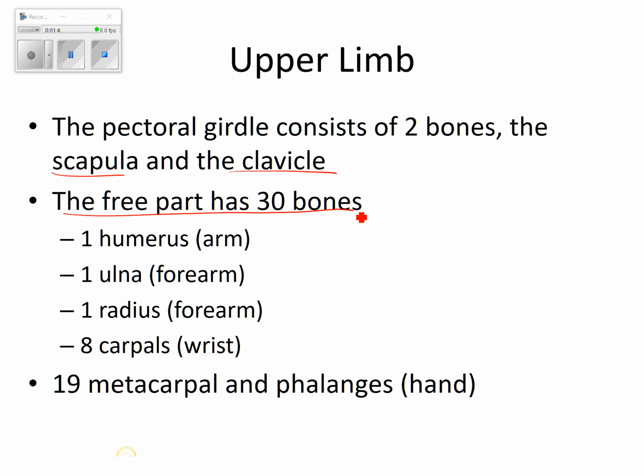The free part is the bones in, of course, the arm. So it'd be the humerus, which is the upper arm, the ulna, which is in the forearm, the radius, which is in the forearm, and the 8 carpals, which is in the wrist. And then you have 19 metacarpals and phalanges in the hand. So just remember that the pectoral girdle, which is the scapula and clavicle, is going to connect the upper limb to the exoskeleton.